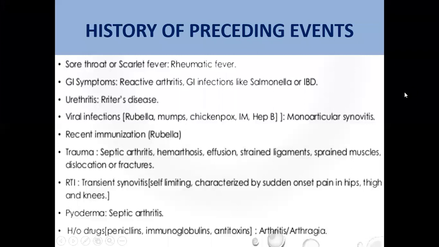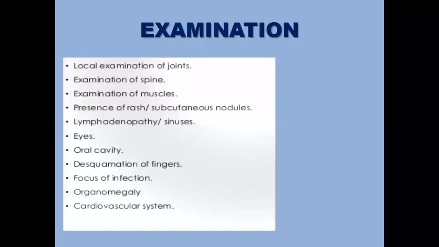Immunization, especially rubella vaccine, trauma, septic arthritis, hemolysis, effusion, strained ligaments or sprained muscles, dislocations or fractures, and respiratory tract infection. Transient synovitis is usually self-limiting and characterized by sudden onset of pain in the hips, thighs, and knees. Pyoderma, septic arthritis, history of drugs like penicillins, immunoglobulins, antitoxins can cause arthralgia or arthritis.